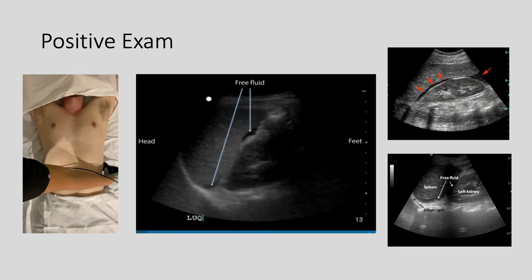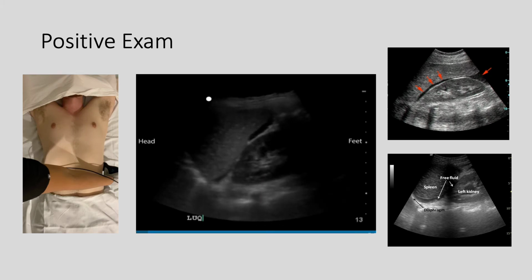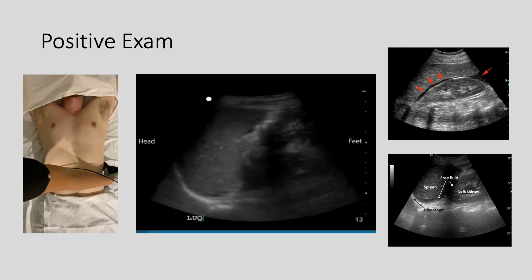There is free fluid between the spleen and the kidney. There is the anechoic free fluid seen here. On the right are also 2 examples of free fluid in the splenorenal space.